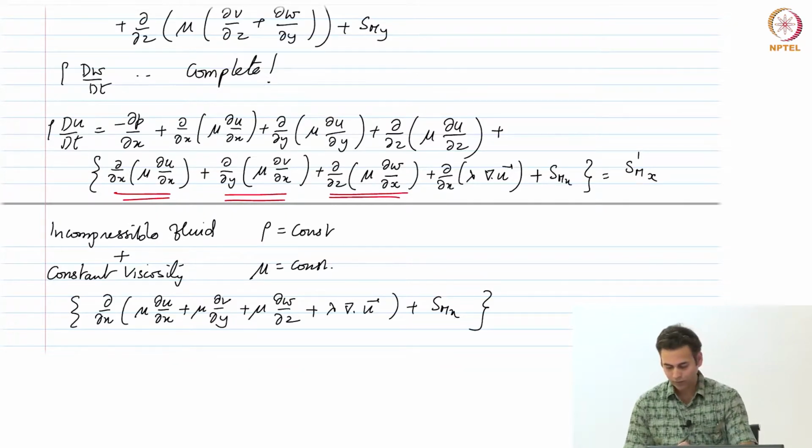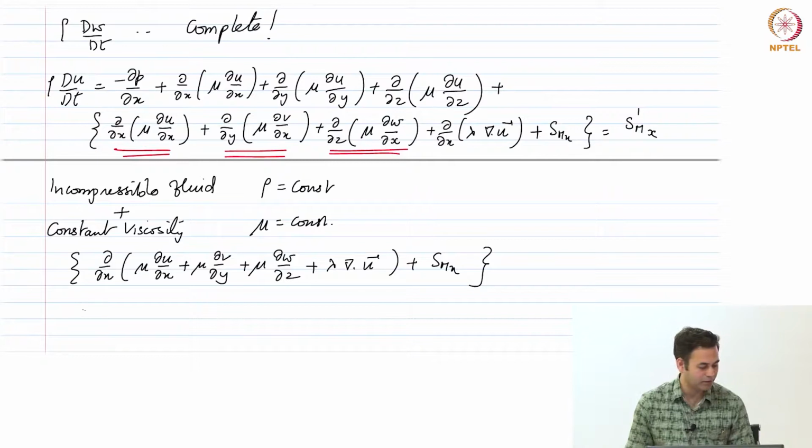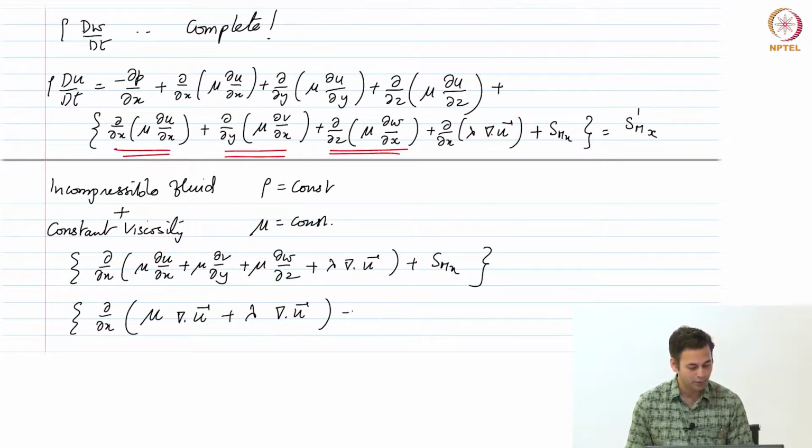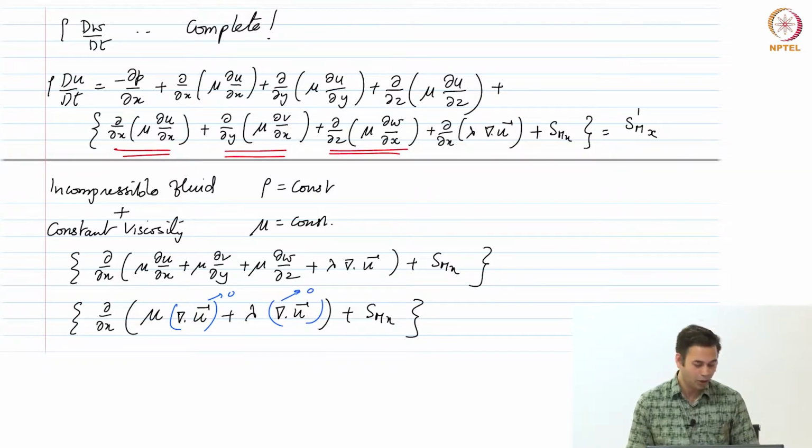Now we can of course simplify this a little bit better. This would be ∂/∂x of μ times, what would be these three terms together? Del dot u, this is ∇·u, which is actually 0, plus we have λ times ∇·u, plus S_mx. So as we just discussed, this term would be 0 if we have incompressible flow or fluid with constant viscosity. So these are 0, in which case your S'_mx is what?